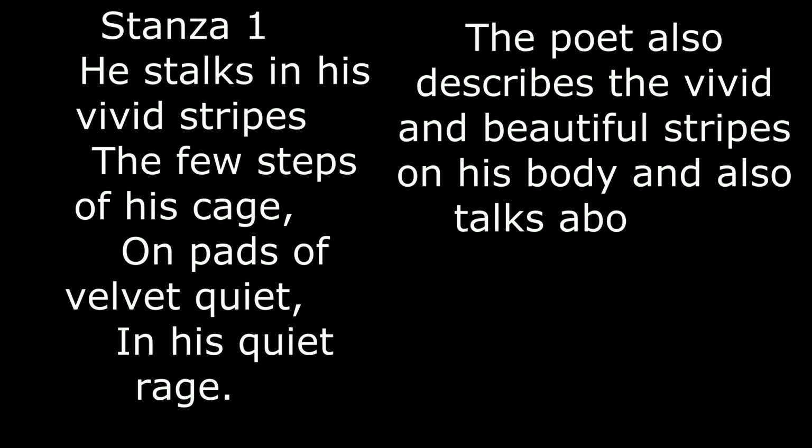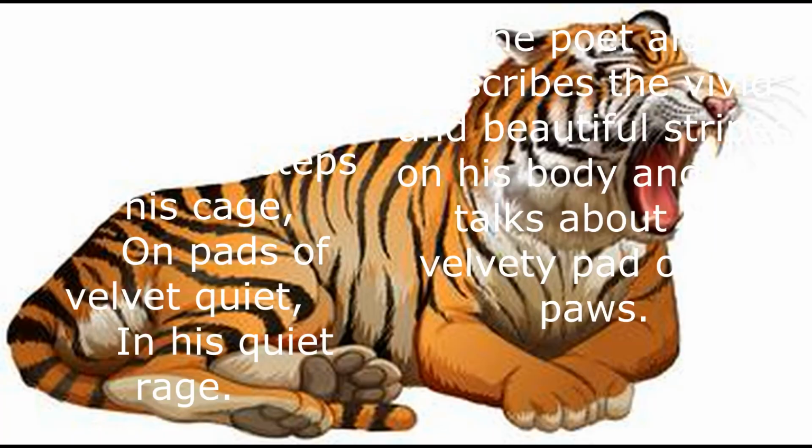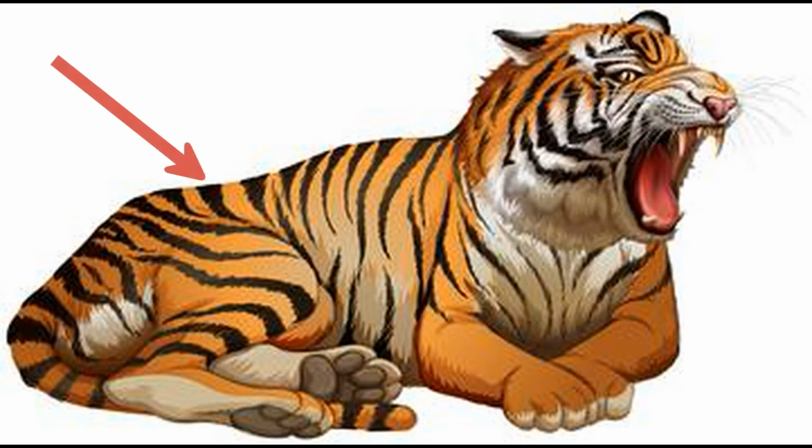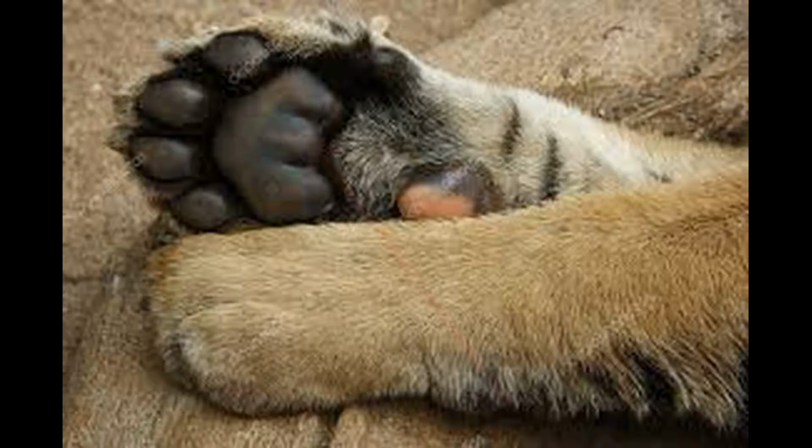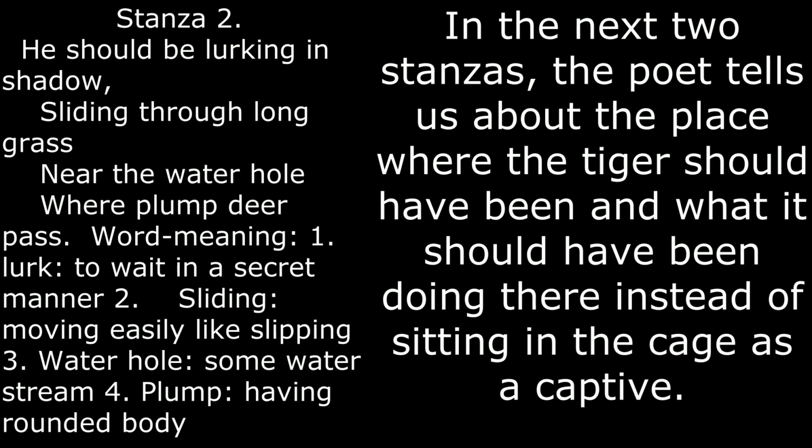The poet also describes the vivid and beautiful stripes on his body and also talks about the velvety pads on his paws. In the next two stanzas, the poet talks about where the tiger should have been and what he should have been doing instead of remaining captive in that small place of the cage. Thus, the poet tells us about the tiger's natural abode and his natural activities.